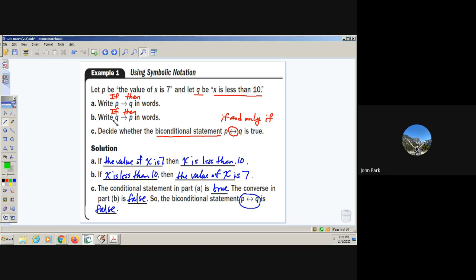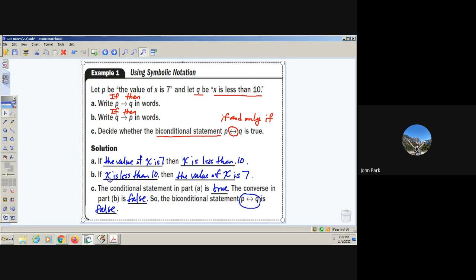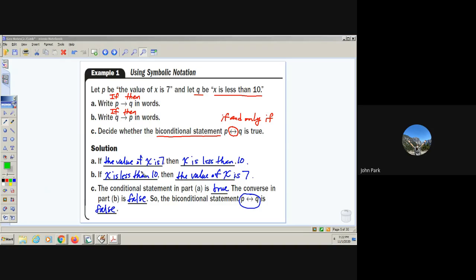P implies Q. The converse of that would be Q implies P, or if Q, then P. Just switch the hypothesis and the conclusion. So that would be if x is less than 10, then the value of x is 7. If they're both true, then you write the biconditional statement. This is P if and only if Q, right? If you see the double arrow there, that's how you write the biconditional. That would be replacing the phrase if and only if for the biconditional. Remember, that was the magic phrase for the biconditional.